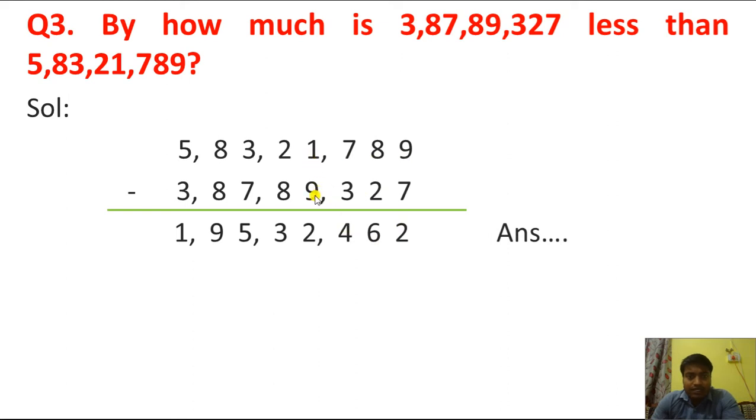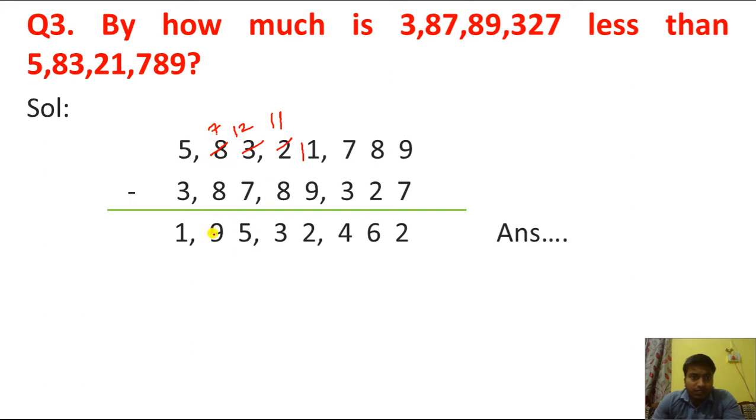Now 1 is less than 9, so this 1 will take borrow from this number. So when we take borrow, this will become 11 and this will become 1. Now 11 minus 9 is 2. Now 1 is less than 8, so this will take borrow from here. So this will become 2 and this will become 11. Now 11 minus 8 is 3. Now here 2 is less than 7, so this will take borrow from this 8, so this will become 7 and this will become 12. Now 12 minus 7 is 5.